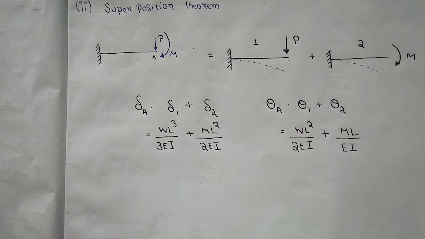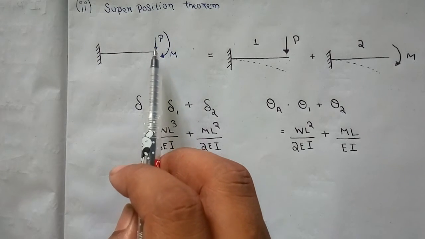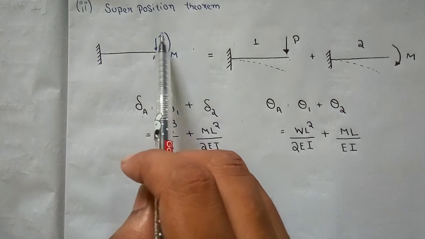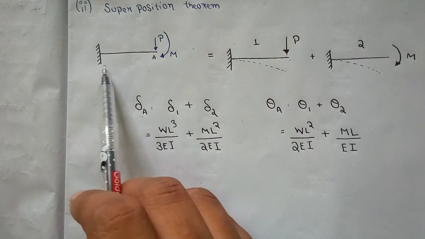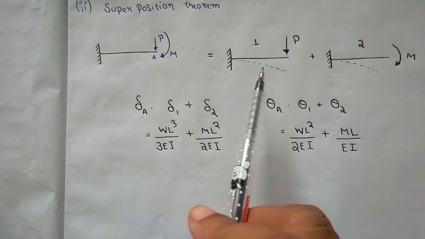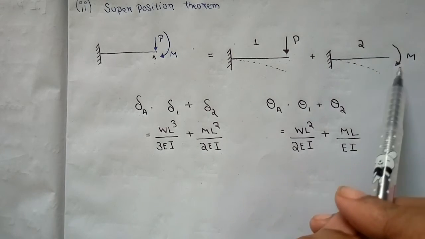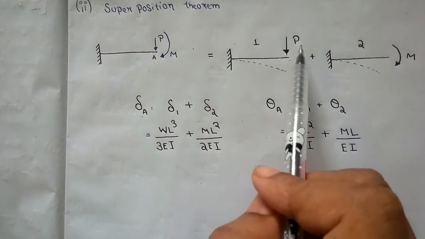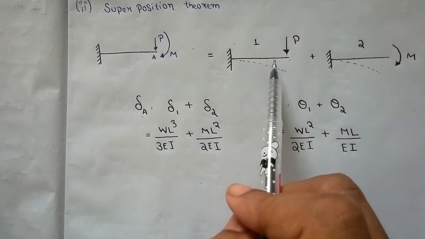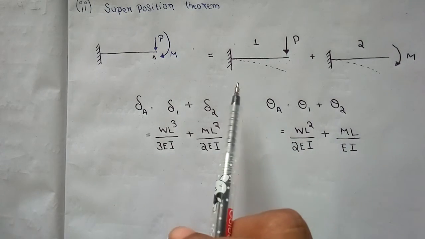Directly, if I say what this method is all about: if there is one single beam having two different kinds of loads, that is one point load P and one point moment M, in this case what can we do? We can split this single beam into two different beams. One beam will have that point load and one beam will consider that point moment M, right? We know the formula of deflection and slope for a point load, and also for a point moment. And simply we can add them.